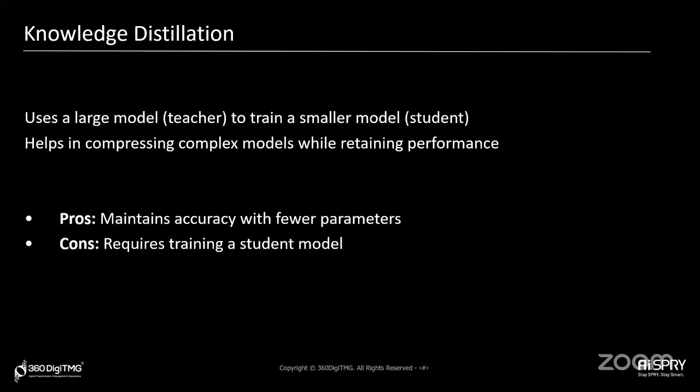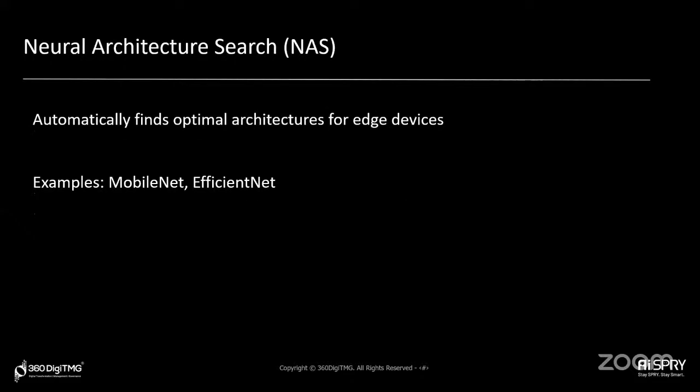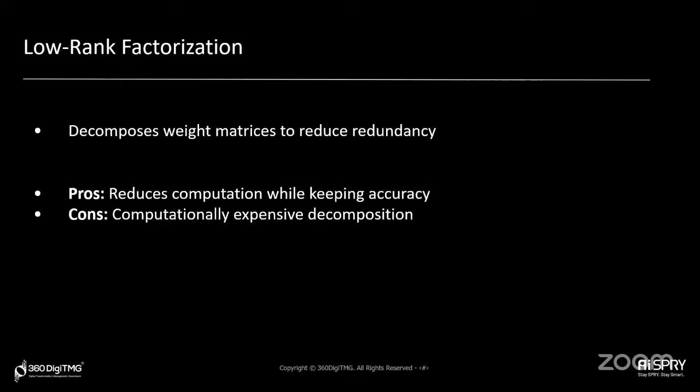Means it will maintain the accuracy with fewer parameters. And computationally expensive it is. Then we will have neural architecture search. First, we'll have low rank factorization.